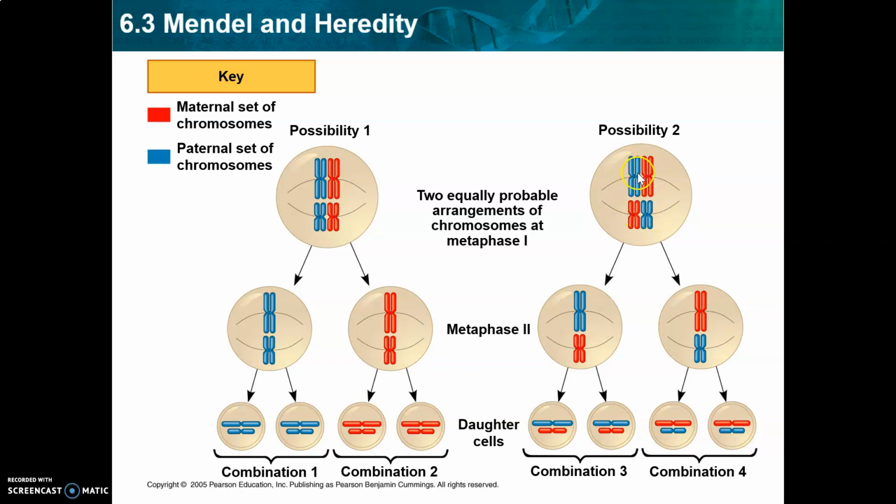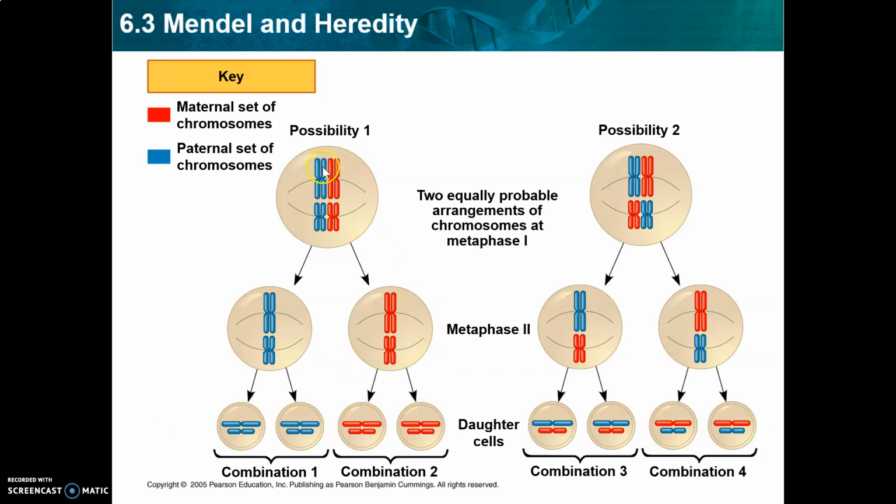Now these chromosomes, they are lining up independently of each other, and that's why this is called independent assortment. So it's just as likely for them to line up this way as it is this way. But when you look at the end result for both of these two possibilities, you can see we get 4 completely different combinations in the gametes that are produced. And that is where independent assortment comes from.